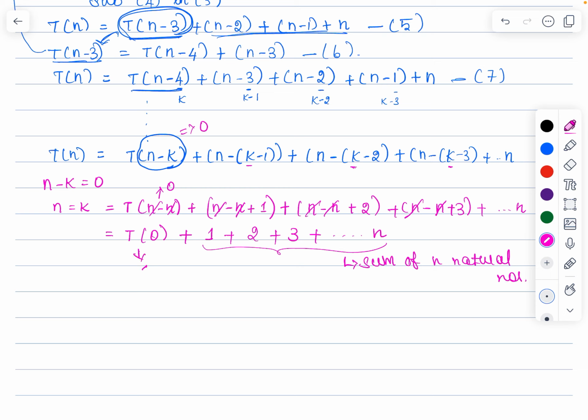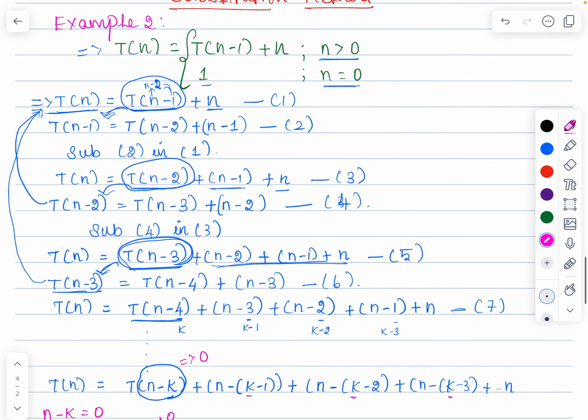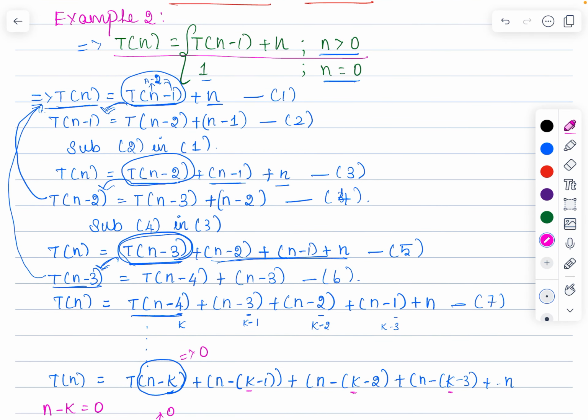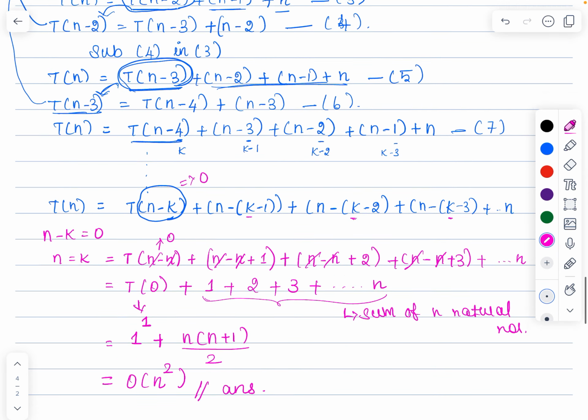This T of 0 would become 1. So 1 plus this, which indicates the sequence, right? Sum of n natural numbers, n into n plus 1 by 2. If you ignore all the constants, finally the most dominant term would be considered as the final complexity. So when you multiply it inside and ignore all other constants, you would get the complexity as n square. So it can be represented as big O of n square. For the given recurrence relation, T of n equals to T of n minus 1 plus n, the complexity is going to be n square.